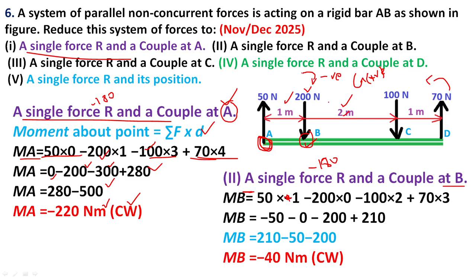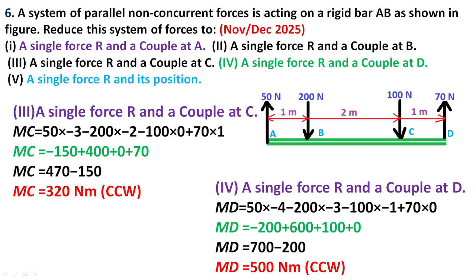Next, 200 into 0. At this point 200 into 0; clockwise, minus 100 into 2. Anti-clockwise direction, 70 is anti-clockwise, 70 into 3. Distance at point B, moment about point B: 50 into 1, minus 50, 0, minus 100 into 2, minus 200, 70 into 3, 210. Simplifying this, we get minus 40 Newton meter, which is also in the counterclockwise direction.